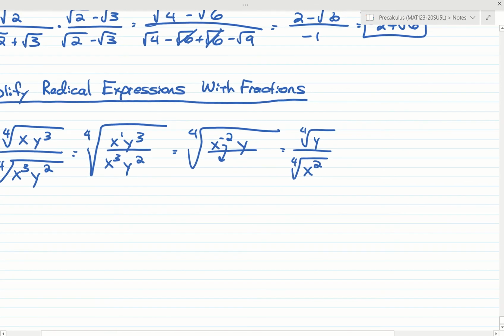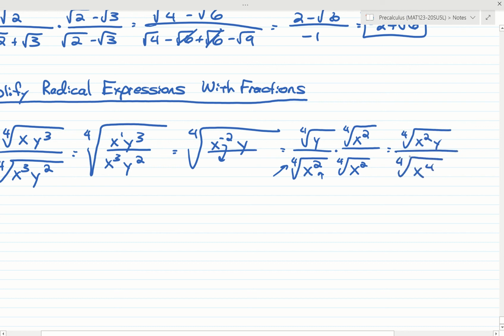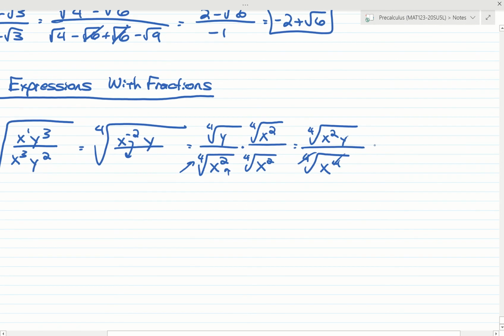Well, now let's continue our conversation from the last type of problem. We really just want this to be the same, right? So let's multiply by the 4th root of x to the 2nd, because by doing so, we don't care about the top, but the bottom becomes the 4th root of x to the 4th, and they cancel, which is the whole idea. So you just wind up with the 4th root of x squared y over x.